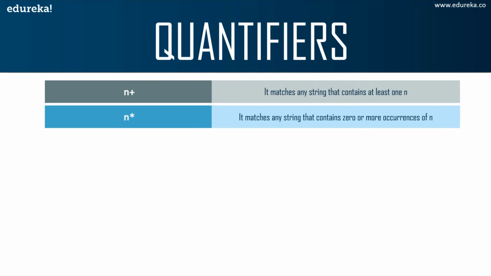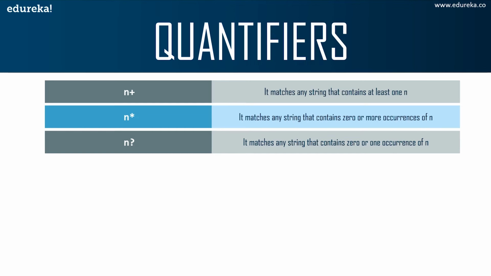Next up, we have n*. This matches any string that contains 0 or more occurrences of n. So any particular character that you use here with the star symbol, it will find any string that contains 0 or more occurrences of this particular character. Then next up we have n?. This matches any string that contains 0 or 1 occurrence of n.